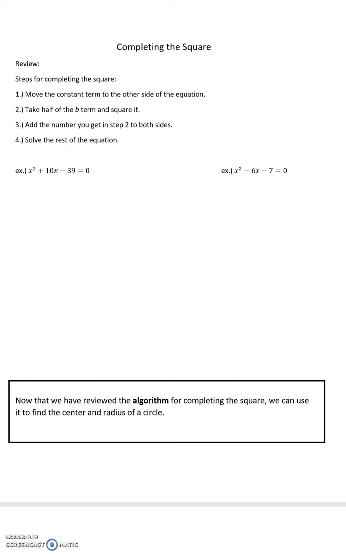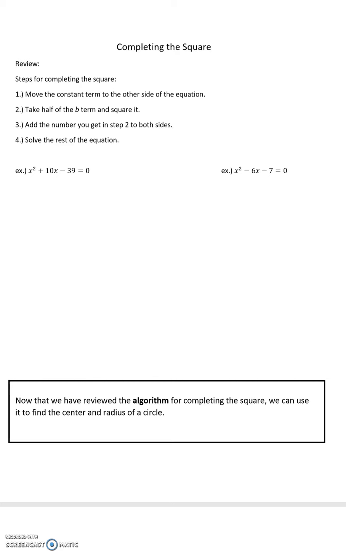Today we're doing a review of completing the square. This should be a review from Algebra 1, and we'll use it to help us put equations of circles into standard form so that we can find their centers and radii more easily. The first 2 examples here are just review of the process, and we're going to use that process to find the center and radius.